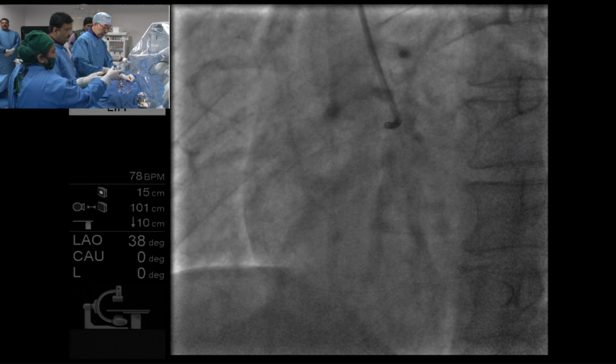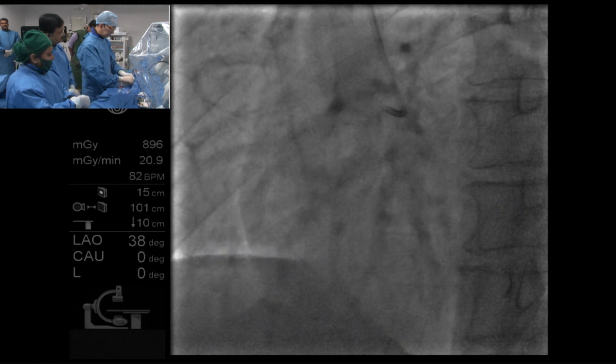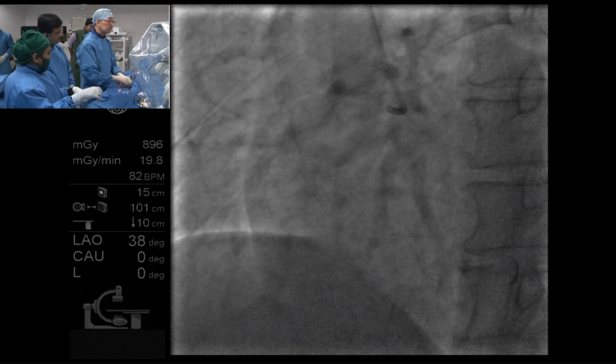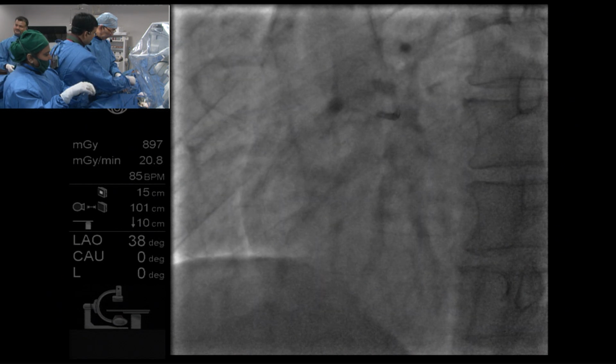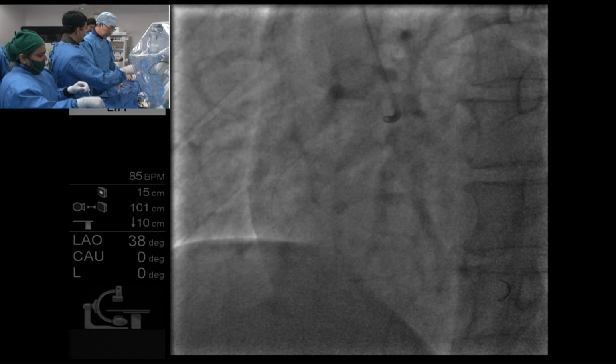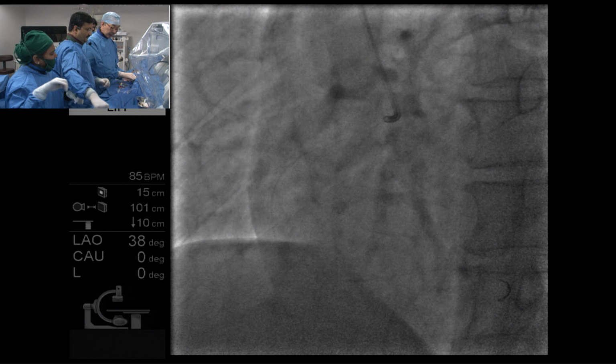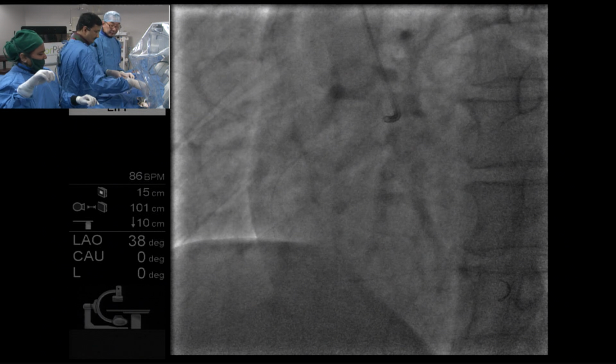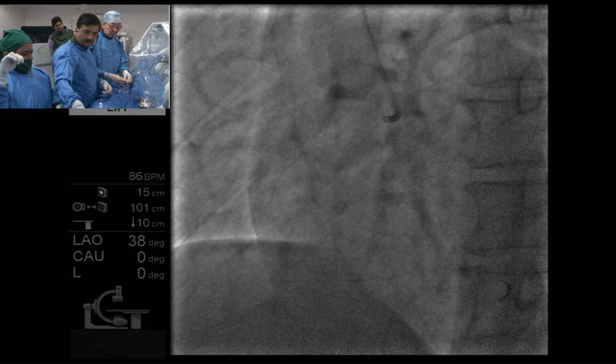Get the IVUS catheter back. So it looks like it may take two 48 millimeter stents. I think so, but I don't know if the 40 can go down or not. Okay, let me see the IVUS. How long is the lesion?